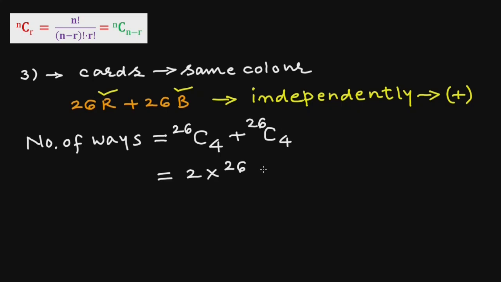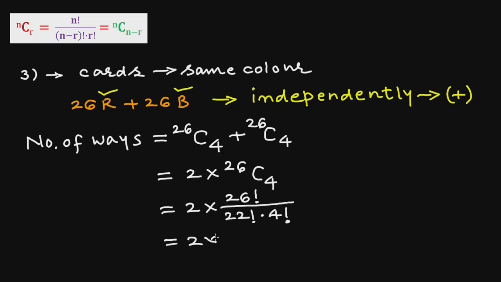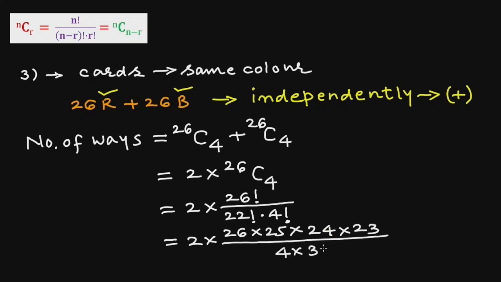2 times 26C4, 2 into 26 factorial upon (26 minus 4) which is 22 factorial into 4 factorial. 2 multiplied by 26 into 25 into 24 into 23 upon 4 factorial, which is 4 into 3 into 2. 4 3s are 12, 12 2s are 24, cancelling this 24 with this 24. Remaining calculation works out to be 29900. So 29,900 ways in which this can be done.